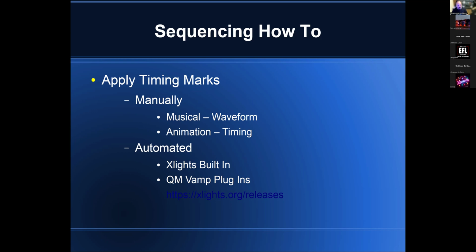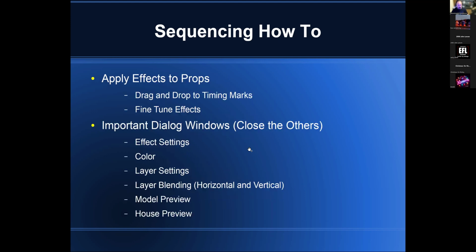And of course, there are some automated ways to apply timing marks. If you will go to xLights, go to the download there, and you can actually get the install for the Queen Mary Vamp plugins if you're using Windows, and you can get it there at the releases page, and it's right kind of, I want to say, probably at about 30% of the way down the screen when you first go there.